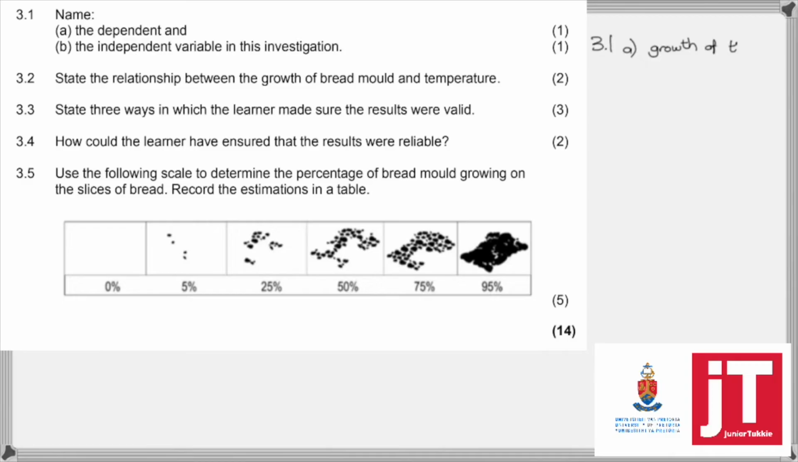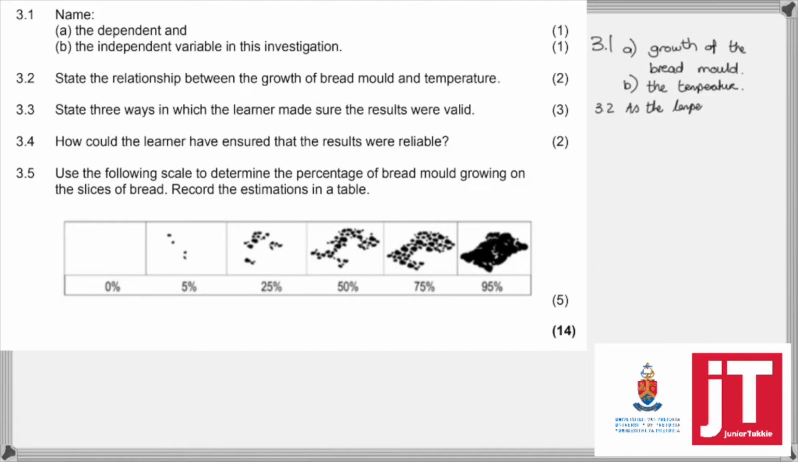3.1. Name the dependent variable in this investigation. This is the variable that I'm measuring, and this is going to be the growth of the bread mold. The independent variable that I'm looking for here is going to be the temperature, that optimum temperature. The optimum temperature for the growth of the bread mold.